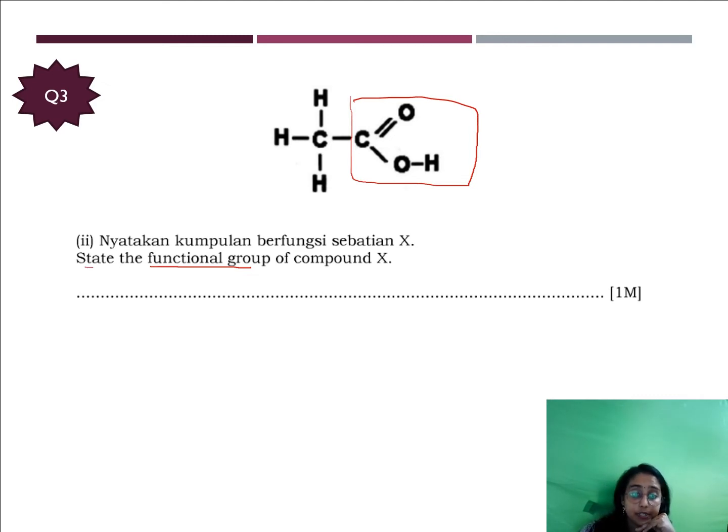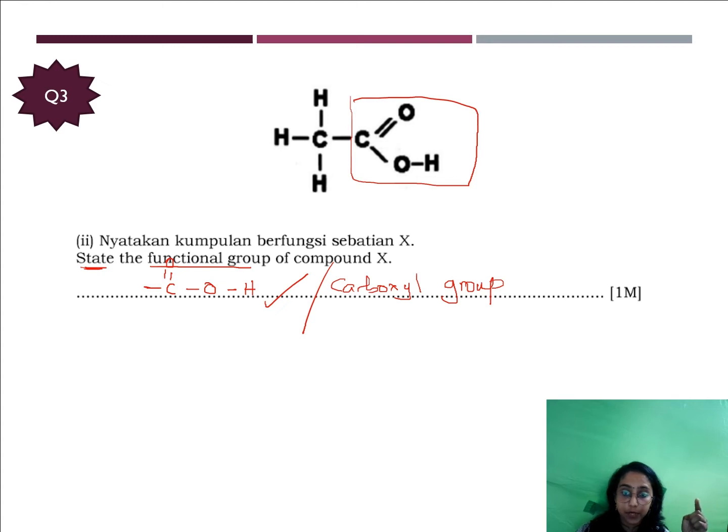So the question asks you to state. So it's optional. If you're not sure, when the question gives you state, you just copy back what you see here. C double bond OOH. You will get it correct. Okay, because the question is state. Or if you're sure, then you can spell out carboxyl group. If the option is given for you to name, then you have to spell it out like this.